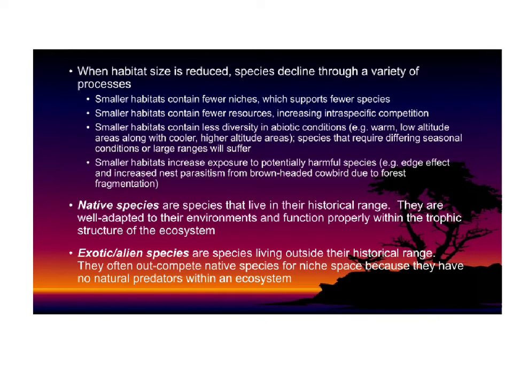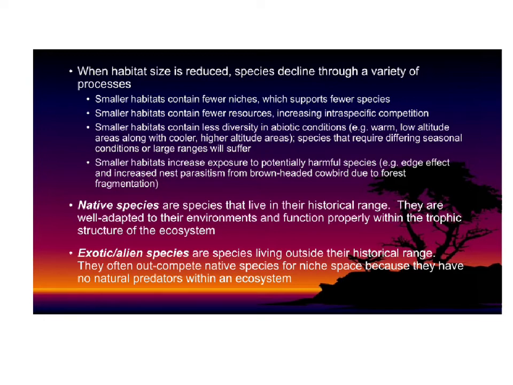When a habitat size is reduced, species decline through a variety of different processes. Smaller habitats contain fewer niches, and those fewer niches support fewer species, so you have a loss of biodiversity. Smaller habitats also contain fewer resources, which increases intra-specific competition. Again, with intra-specific competition, we have winners and losers, and those members of the population that are most fit to that environment will survive and reproduce, and the ones that are not will die off.